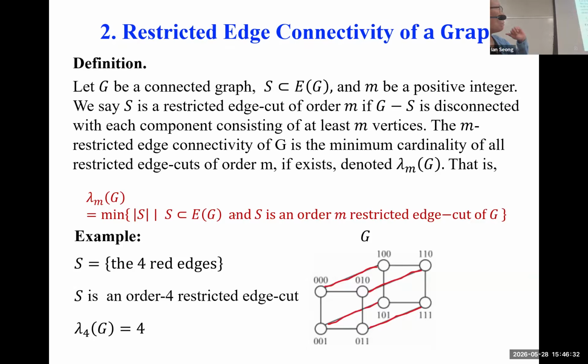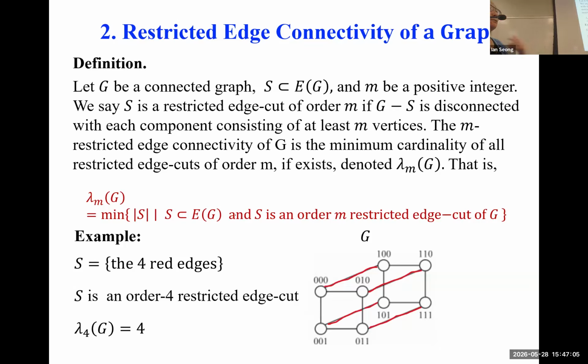Okay, one thing I didn't emphasize: after you cut this set S of edges, the graph becomes disconnected, but each component consists of at least M vertices. So you take away some edges, you get two components, and each of them has at least M vertices. That is the main thing for M restricted edge connectivity.